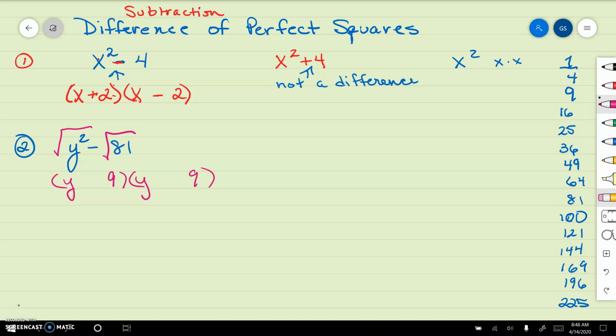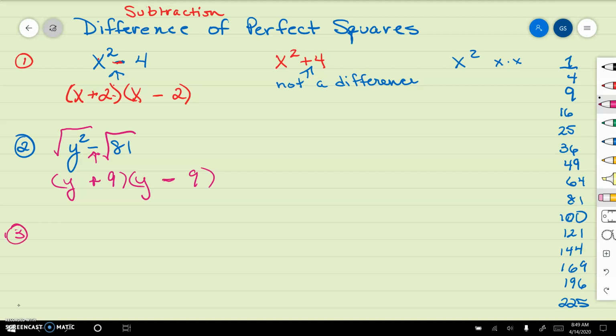And then what we have to worry about is this guy here. We really want it to be a negative 81. So it's going to be a positive times a negative gives you a negative 81. And that's going to work out that way every time. If you have the difference of two perfect squares, you will have a plus and a minus for your signs. Let me do the third one.